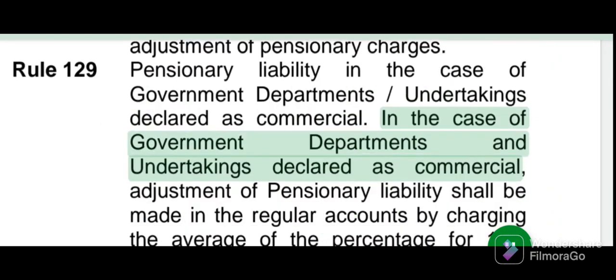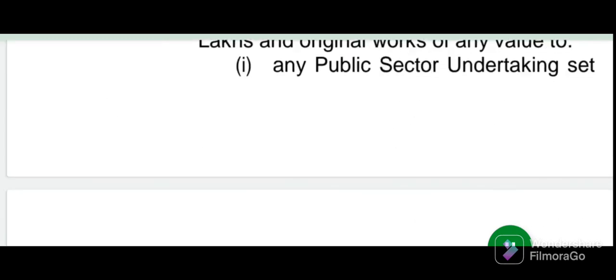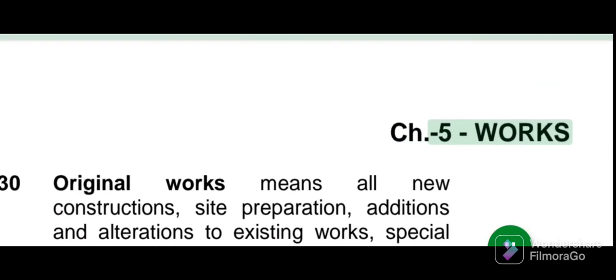In the case of government departments and undertakings declared as commercial, adjustment of pensionary liability shall be made in the regular accounts by charging the average of the percentage for 15th year of service based on the rates of monthly contribution of pension as prescribed in the appropriate order issued from time to time under Appendix 2 of Fundamental and Supplementary Rules. 29. Ch. 5 Works.